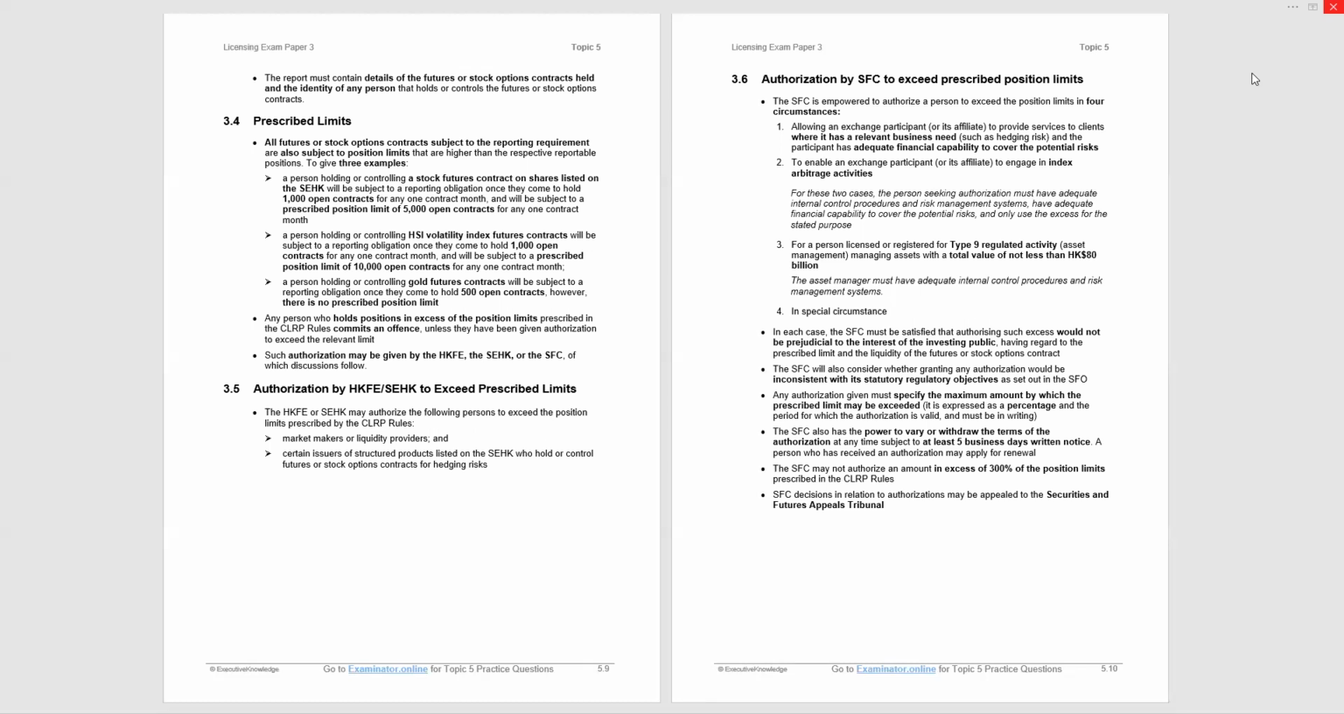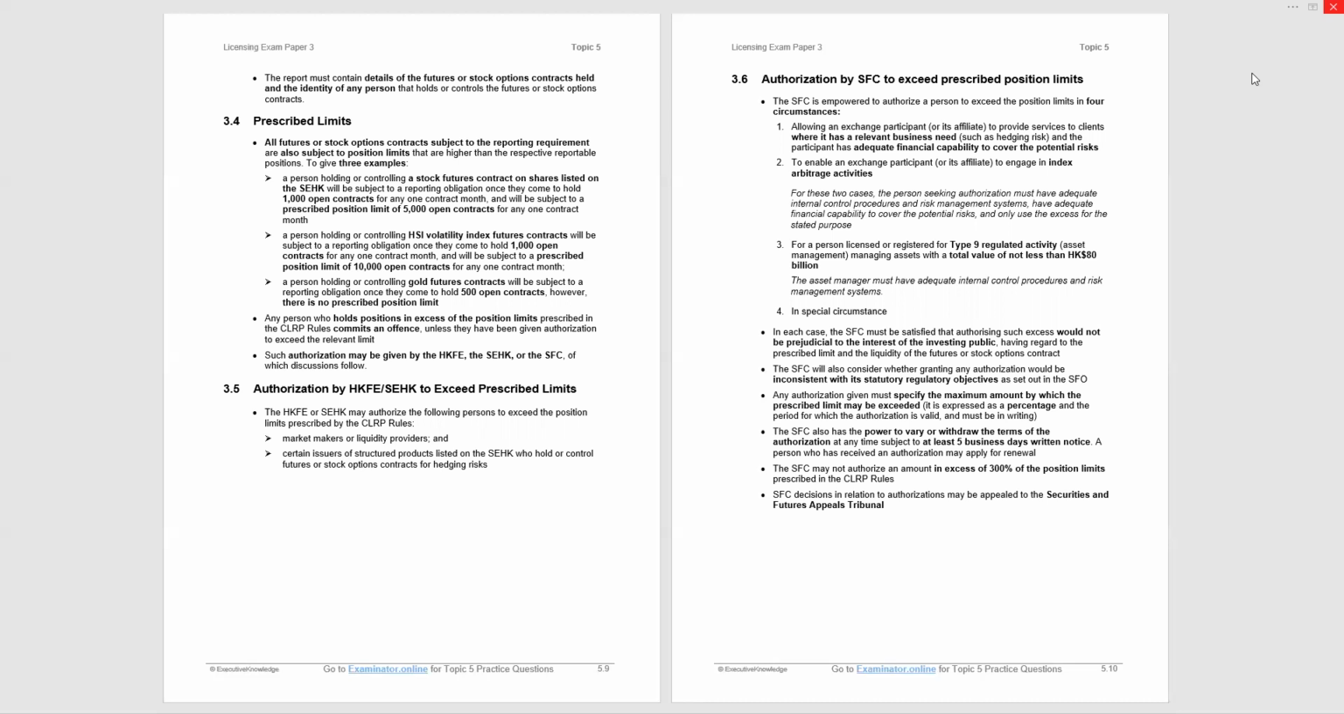Now, authorization to go beyond the prescribed limits can be given by the futures exchange, the stock exchange, or the SFC. Authorization by the futures exchange and stock exchange to exceed the prescribed limits applies where market makers or liquidity providers are involved, or certain issuers of structured products listed on the stock exchange who hold or control futures or stock option contracts. Right, and those are held for hedging risks. So we can go beyond the prescribed limits if we obtain authorization by the futures exchange or the stock exchange.